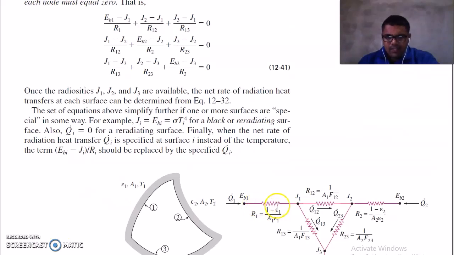Now the heat into the junction towards J1 is this: heat in is EB1 minus J1 divided by R1. Now heat leaving this junction can be defined by J2 minus J1 divided by the thermal resistance, which is J2 minus J1 by R12, and your heat leaving can also be written as J3 minus J1 by the resistance. So J3 minus J1 by resistance.